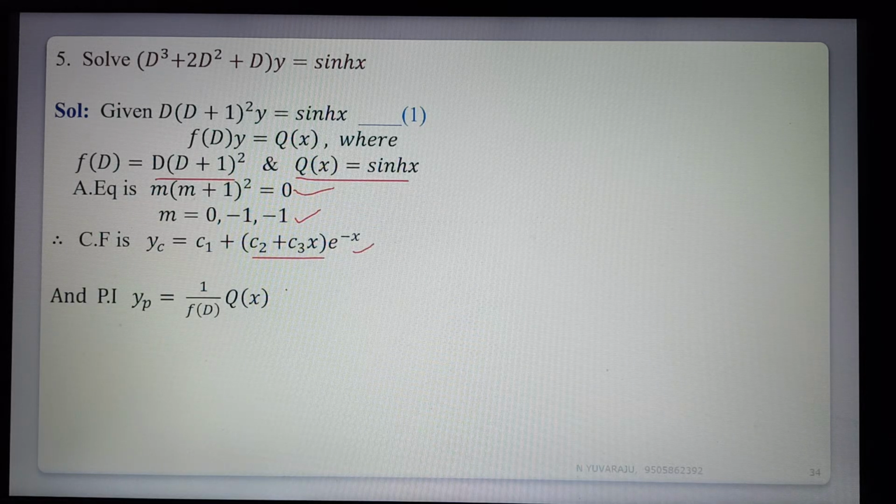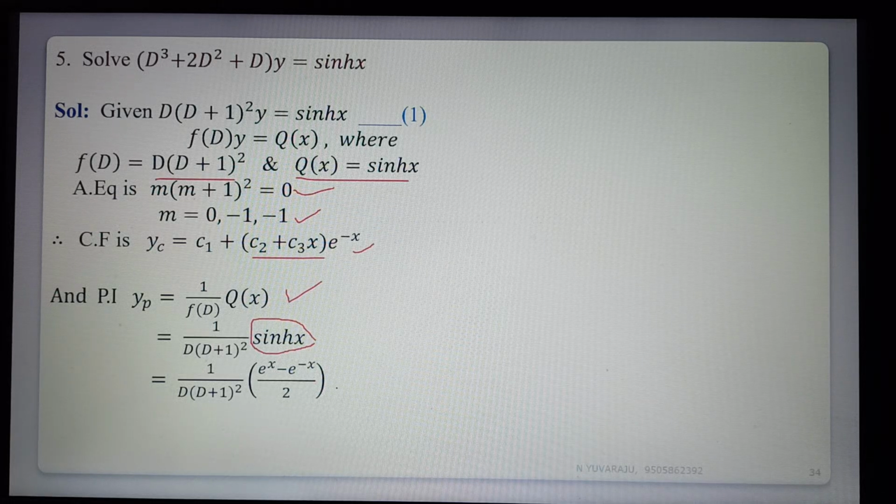Next, finding yp. yp is equal to 1 by f of D into Q of x, that is 1 by D into (D plus 1) whole square into sinh x. Observe here that sinh x is the hyperbolic function, so it can be written as e power x minus e power minus x by 2. So again it is a sum of two functions, separating the operator: 1 by 2 common, 1 by D into (D plus 1) whole square into e power x, minus 1 by D into (D plus 1) whole square into e power minus x.